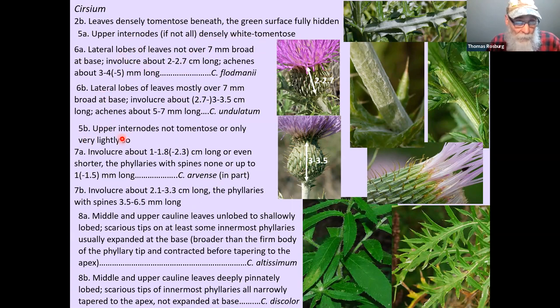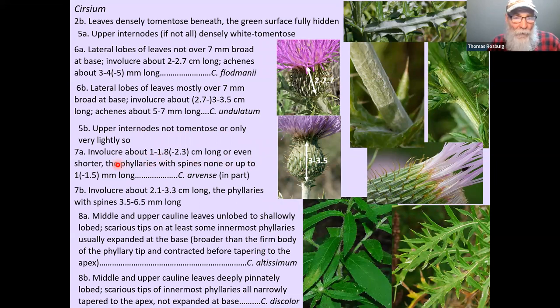If they're not, then we're down here: upper internodes not tomentose. That, of course, is going to lead to altissimum and discolor, two of the most common thistles in the state. And it's also going to lead to arvense again. If arvense did have hairs on the bottom side of the leaf dense enough to make you go this direction, then we're going to pull it off real quick right now, because again, we can use that same sort of characteristic we had before.